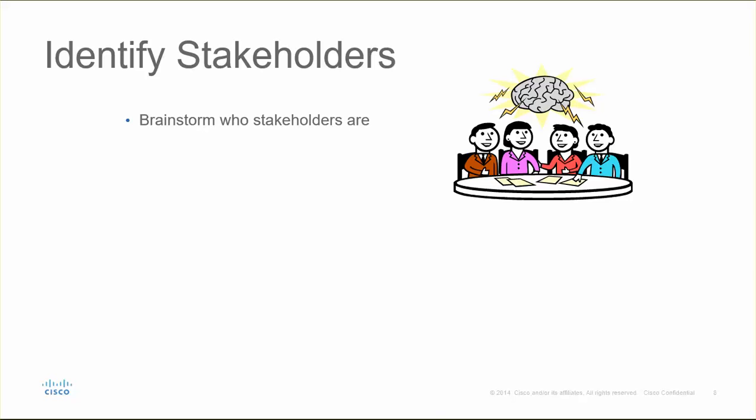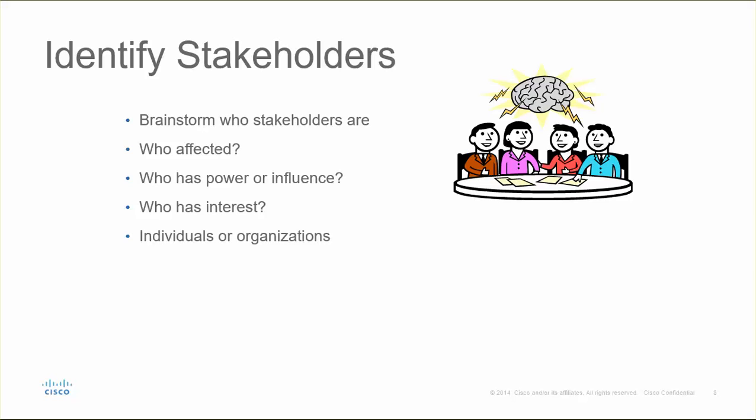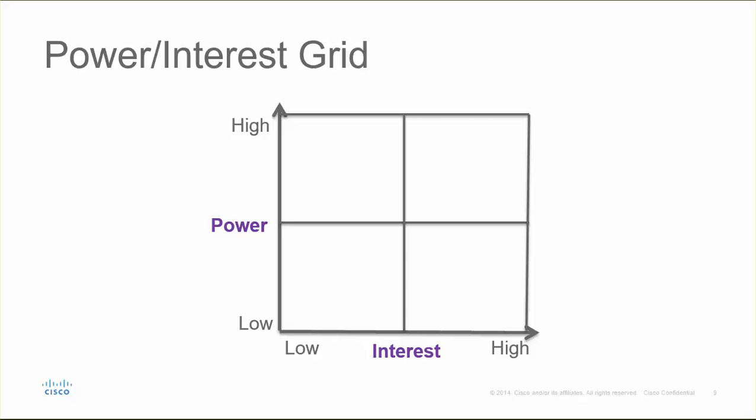Start to identify project stakeholders by brainstorming with the team who your stakeholders are. Think about all the people who are affected by the project, who have power or influence over the project, and people who have an interest in the project's success or failure. Stakeholders can be individuals or organizations, so be sure to identify a human within a stakeholder organization. For the stakeholder analysis, we'll use a power and interest grid. This is a visual tool that allows you to categorize your stakeholders so you gain the most support through the least amount of effort.